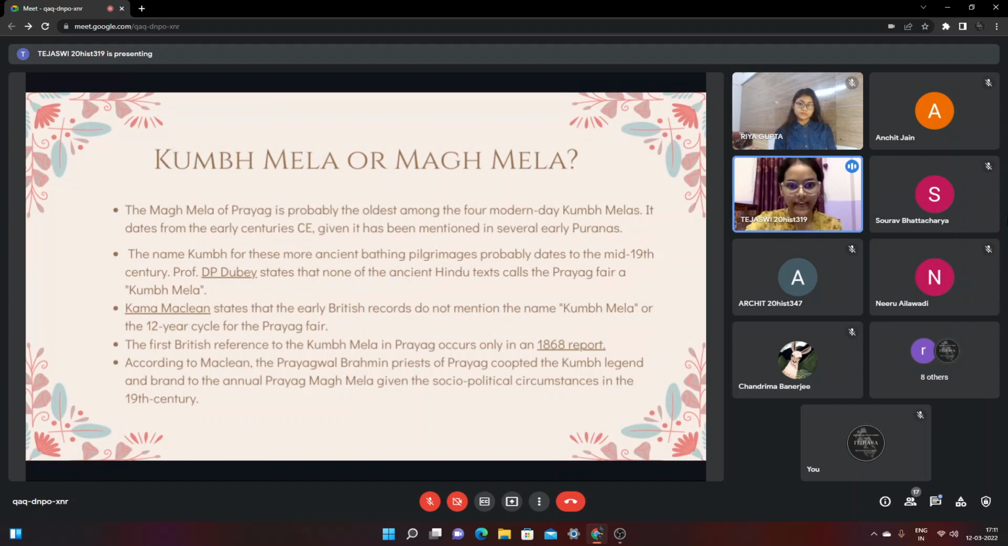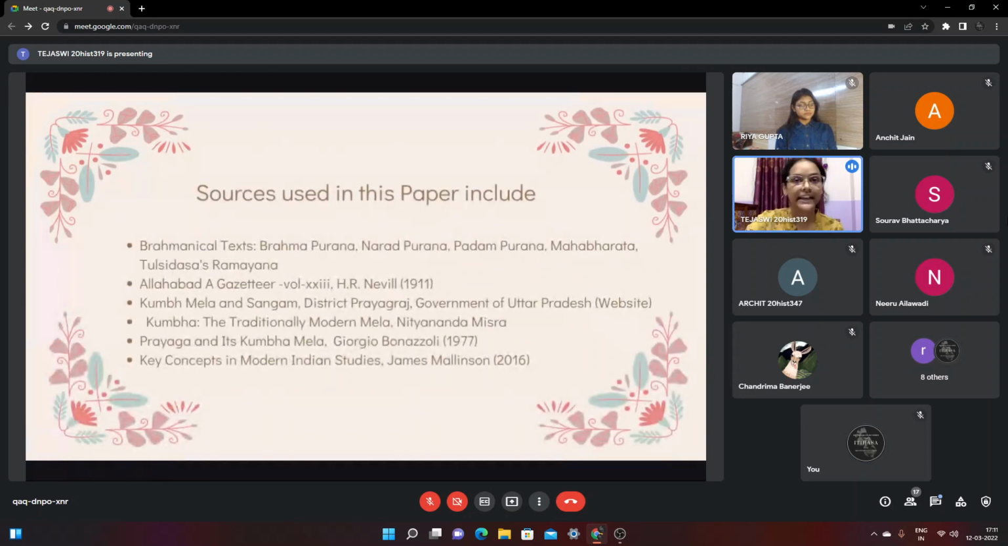So, yes. According to the same person, MacLean says that the Prayagwal Brahmin priests of Prayag co-opted the Kumbh legend and branded it to the annual Prayag Magh Mela to give it a socio-political circumstance in the 19th century, hence also integrating religion and uniting Hindus under the name, the Kumbh fair. And we end the presentation here.